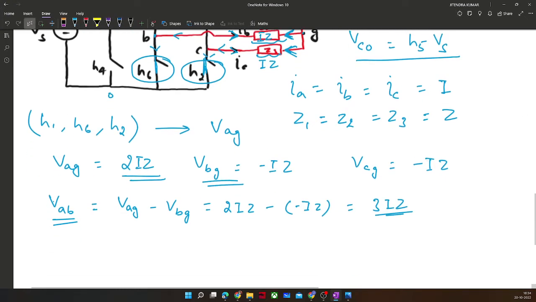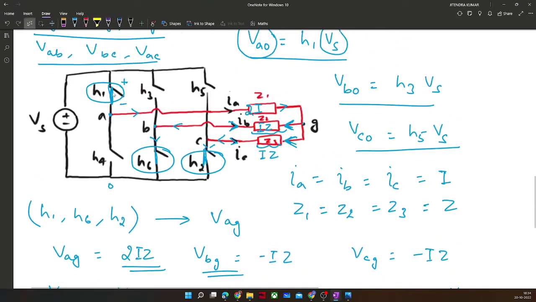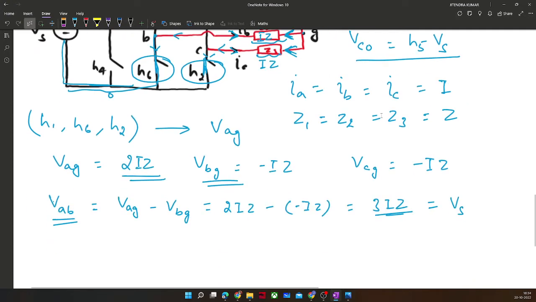Now, this VAB value would be similar to VS if both switches were closed, VAB, when only A and B would be closed. So this value would be equal to the supply. So that's why I can write here VAB equal to VS. This step is just to help in our derivation.